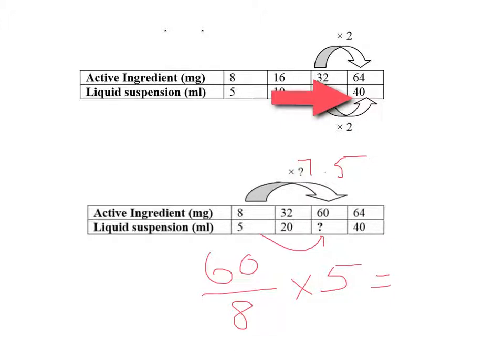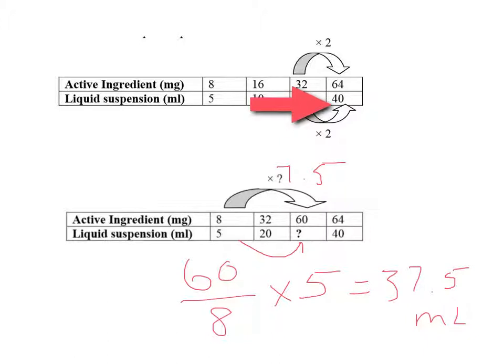So if you put that calculation into your calculator, 60 divided by 8 times 5, you'll come up with 37.5, and we're looking at 37.5 milliliters, and that is close to 40 milliliters, just like we expected, so it's a reasonable answer, and we can be confident with our calculation.